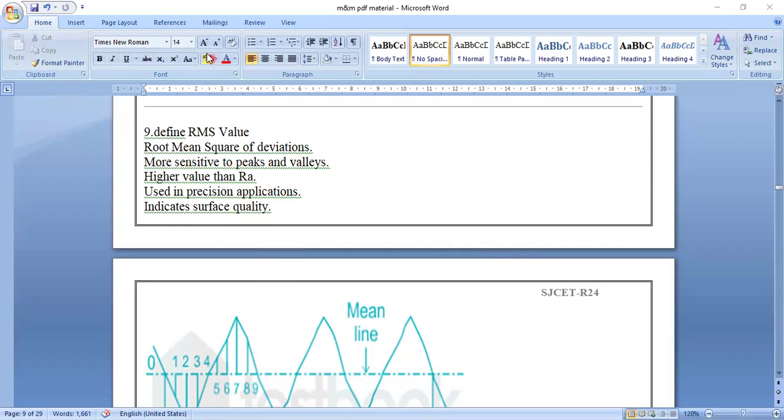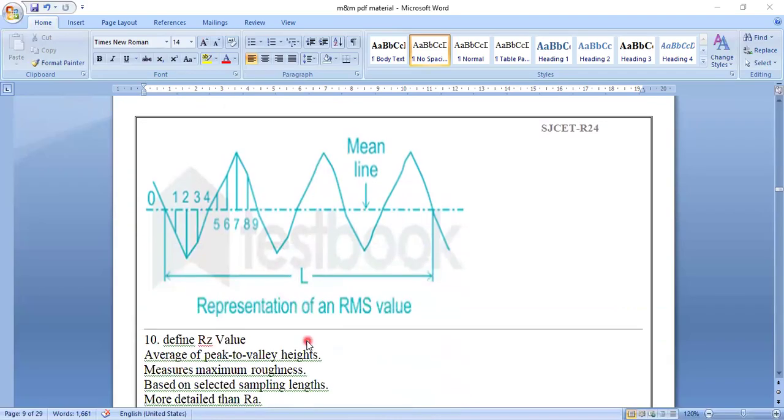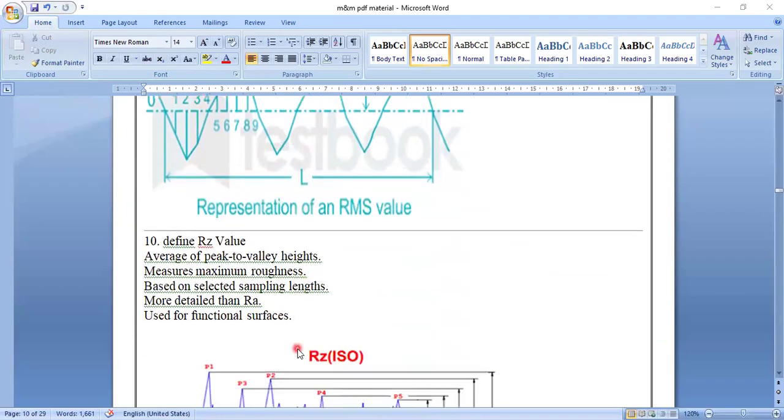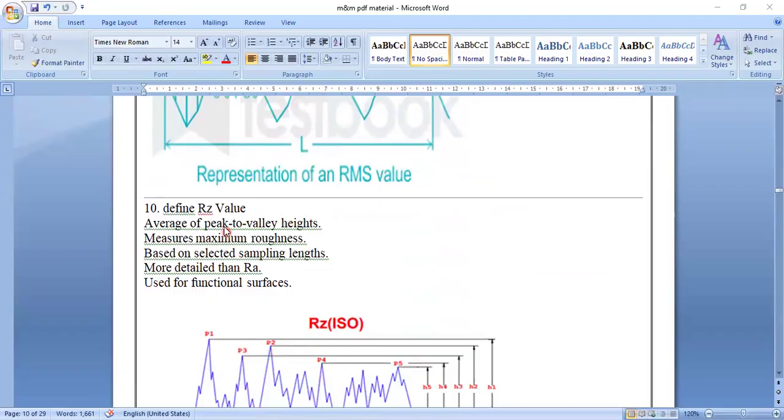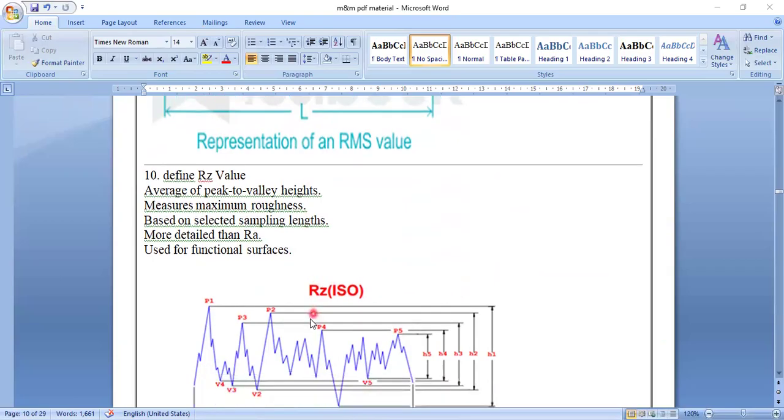Square and mean of that. You have to do it here. So next, what is happening? Next question. You are going to define Rx. Define Rx. You are going to value. Okay. What is RZ value?